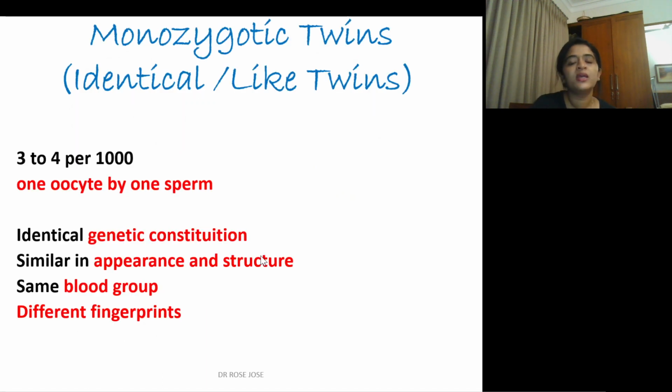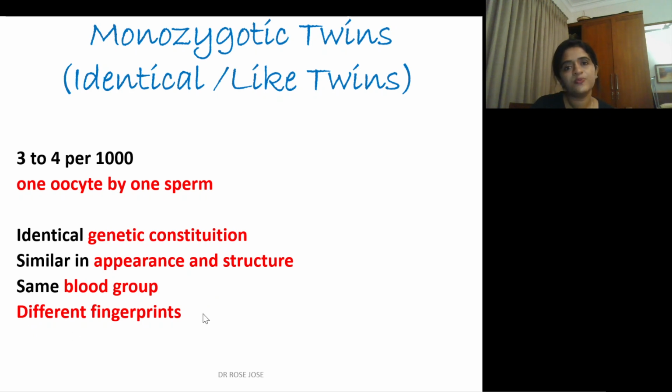dizygotic twins. When we think about monozygotic twins, they are also called identical or like twins. The occurrence is 3 to 4 per 1000. And here you can get only one oocyte and one sperm. So the fusion occurs and the same zygote will be dividing. As a result, there will be identical genetic constitution, they will be similar in appearance and structure, and they will be having the same blood group. The only difference is they will be having different fingerprints.